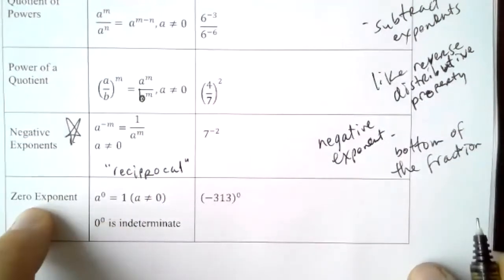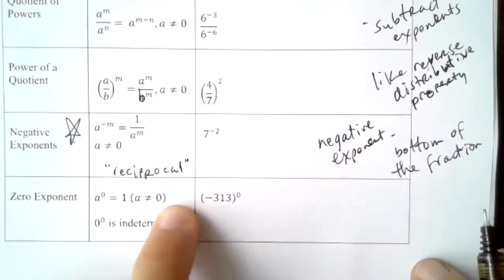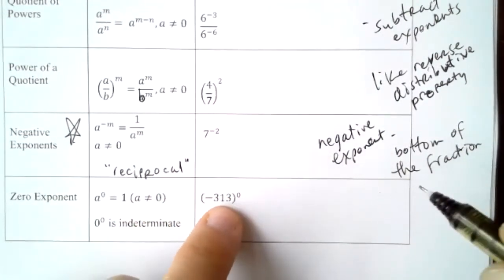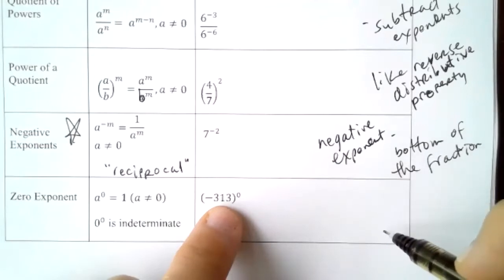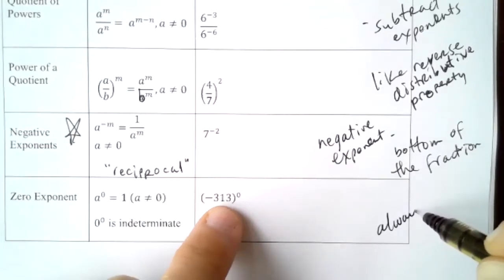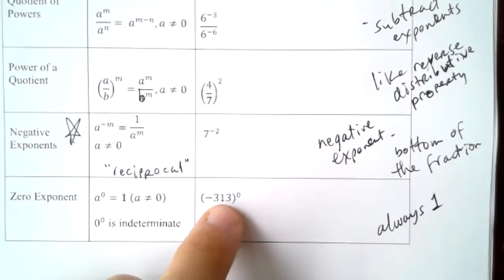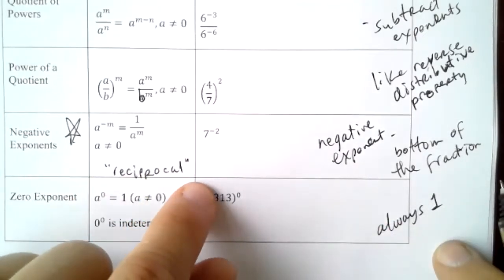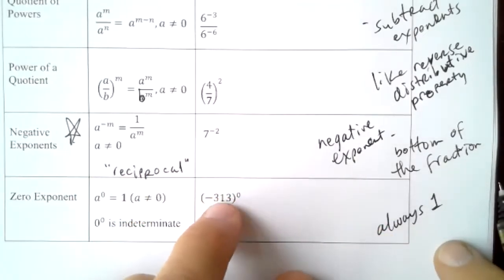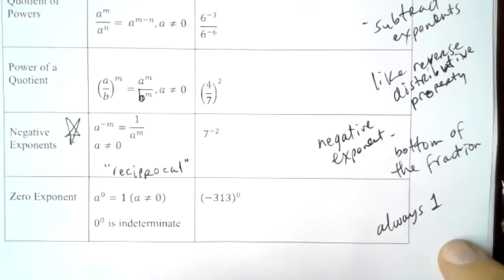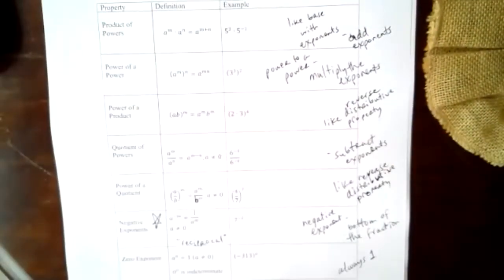Now let's go to the zero exponent. Everybody knows that when you raise something to the zero power, it's always 1. I never spend 5 seconds with the zero power. I just put 1. Don't bother with that. It's the easiest thing in the world. So these are the phrases you're going to hear me say over and over again.